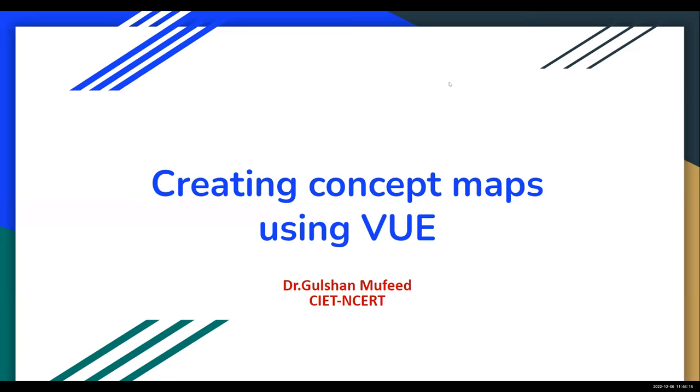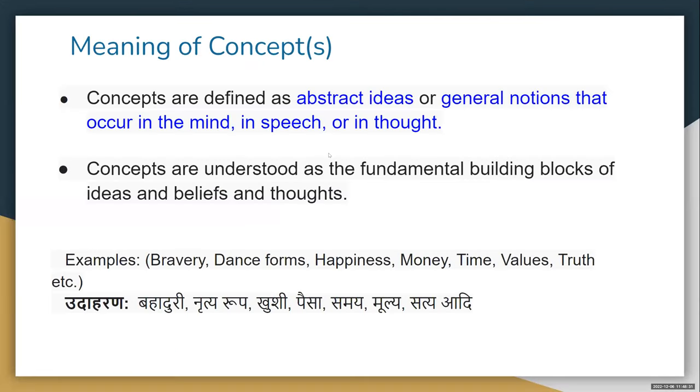So with your responses, I can make out that all of you have used concept maps in your classroom. So let's first discuss the meaning of concept. Whenever you are explaining any concept to your children, concepts are usually abstract ideas, which are not very easy to understand, which the students have to visualize, and they are not in a concrete form. You use concept maps to make them understand those abstract ideas easily. So concepts could be abstract ideas or general notions that occur in the mind, in speech or in thought.